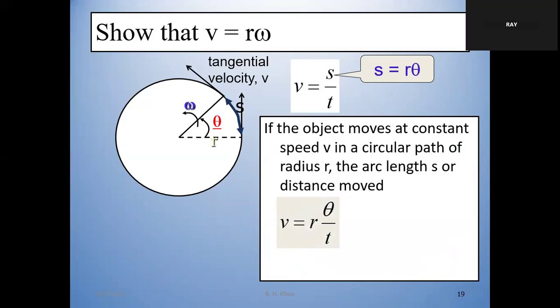So replace the s with r theta. So it becomes r theta divided by t. So theta over t is the omega. So that's how we derive our equation.